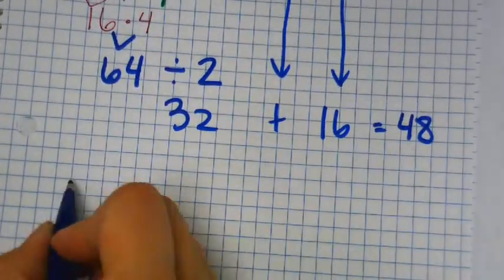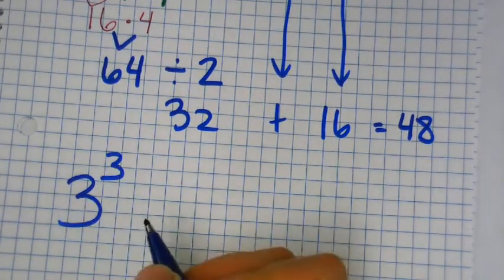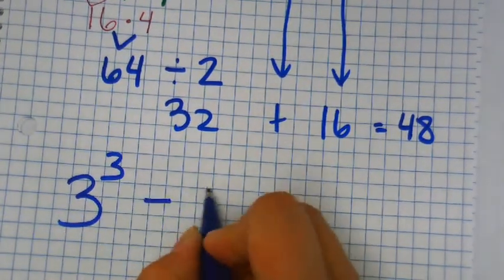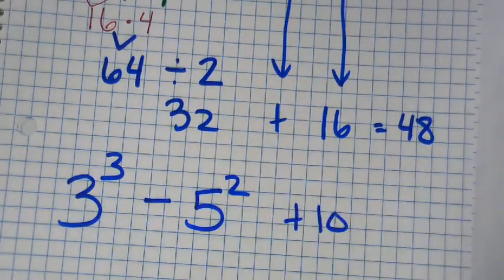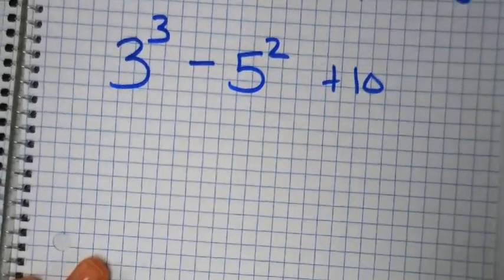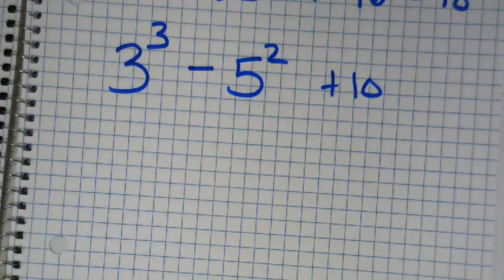All right, 3 to the power of 3, which is not 9, minus 5 to the power of 2, which is not 10, plus 10. Oh, I forgot to do something.